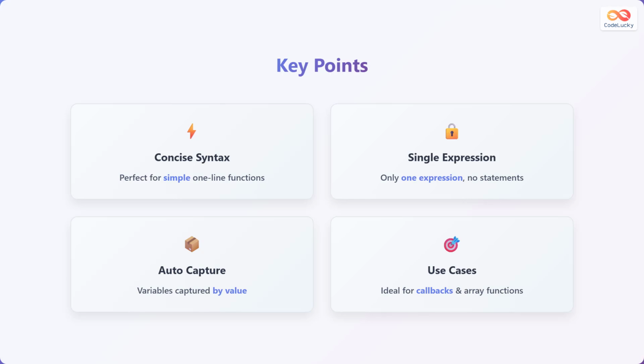Here are some key points to remember about arrow functions. First, they offer a concise syntax, making them perfect for simple one-line functions. Second, they are designed for a single expression, meaning they can only contain one expression and not multiple statements. Third, they automatically capture variables from the surrounding scope by value. Finally, they are ideally suited for callbacks and array functions, where short, simple functions are needed.